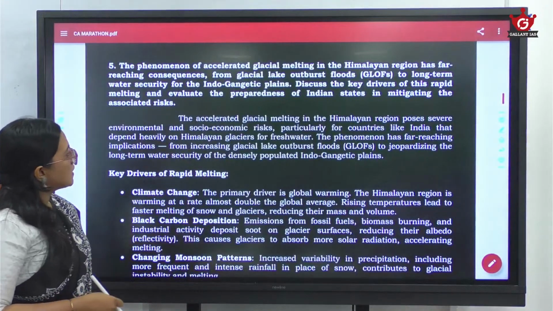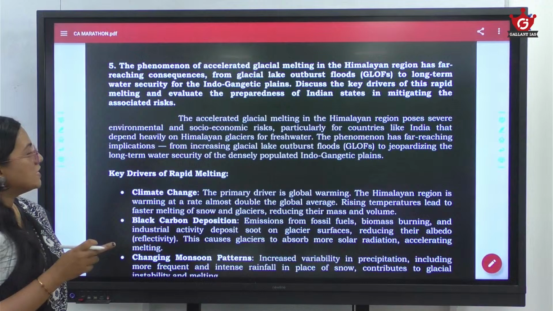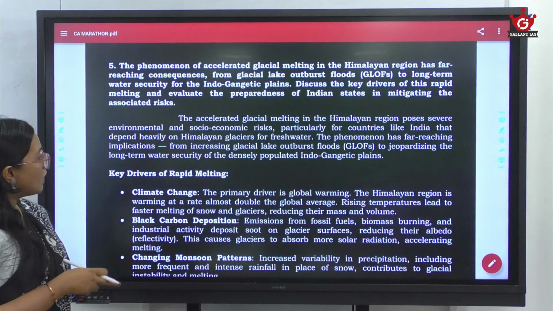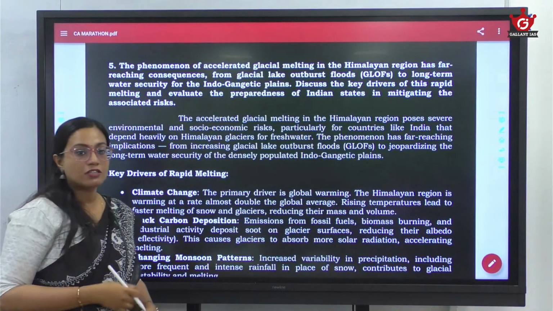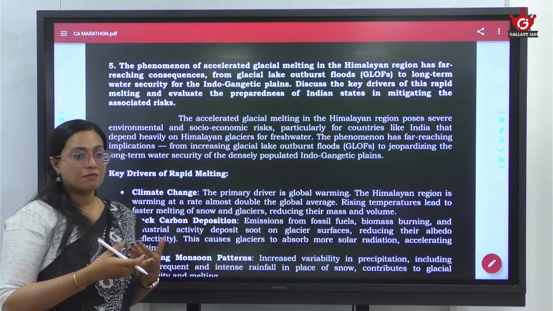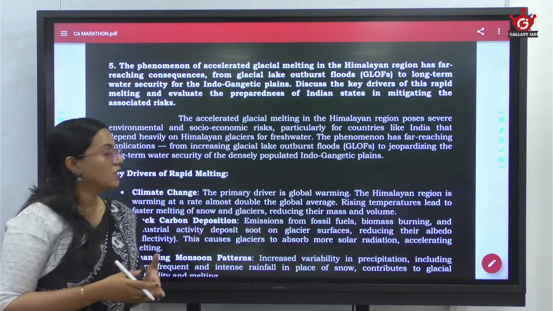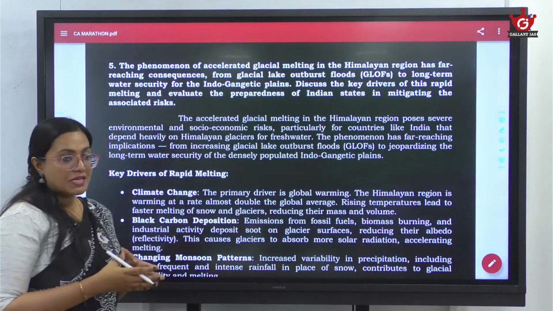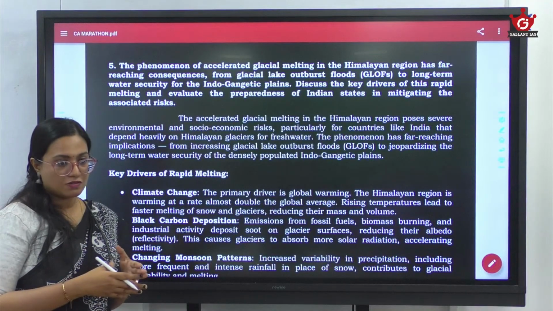Now, glacier melting in the Himalayas, and evaluate the preparedness of Indian states in mitigating. Discuss the key drivers of this rapid melting and evaluate the preparedness of Indian states in mitigating the associated risks. So the question is not asking what are the measures which are taken by the Indian states. It's asking you to evaluate it, right? So this question is for 250 words, which means that you do not have much scope for detailed explanation.